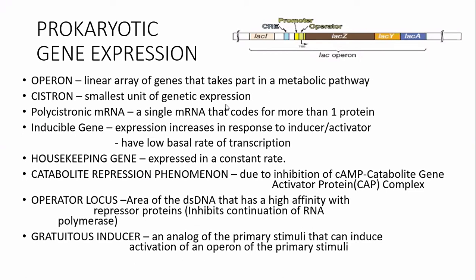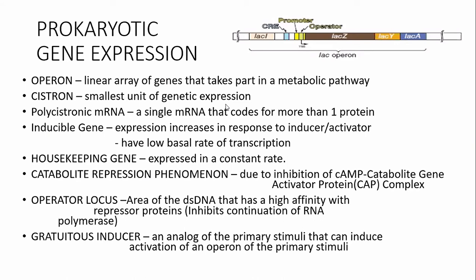Pag may inhibit si cyclic adenyl cyclase, hindi ma-produce si cyclic adenosine monophosphate. Pag wala si cyclic adenosine monophosphate, hindi magbabind yung mRNA mo sa ribosomal RNA. Okay? So, kung may presence ng glucose, may inhibit yung expression ng lactose operon. Okay? Because walang camp na maproproduce. I-elaborate ko sa next slide to.